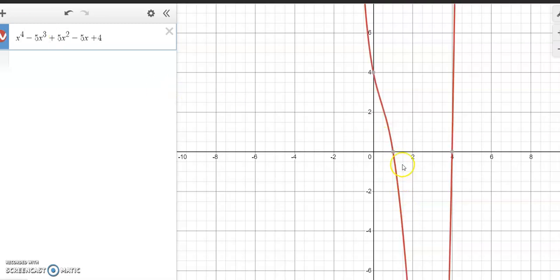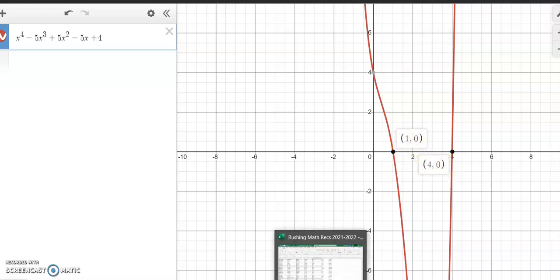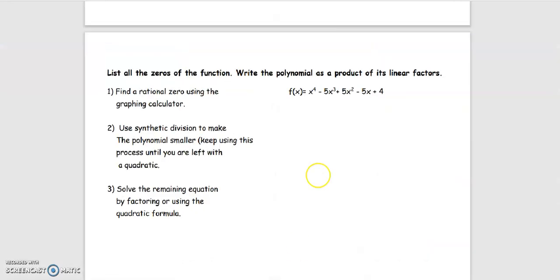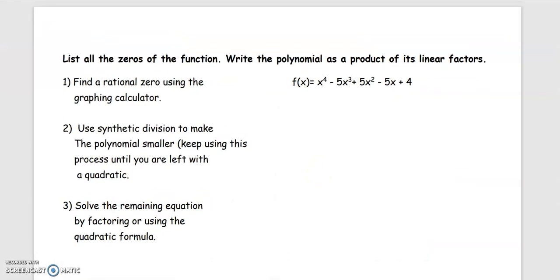Okay, so I'm looking for zeros. Zeros are on the x-axis, and I see one of them there and another one there. So 1 and 4. I'm going to start with 1, and then I'll be at x cubed, so I will need to do synthetic division a second time, and I'll use 4. Those are the numbers I'm going to use in my box for synthetic division.